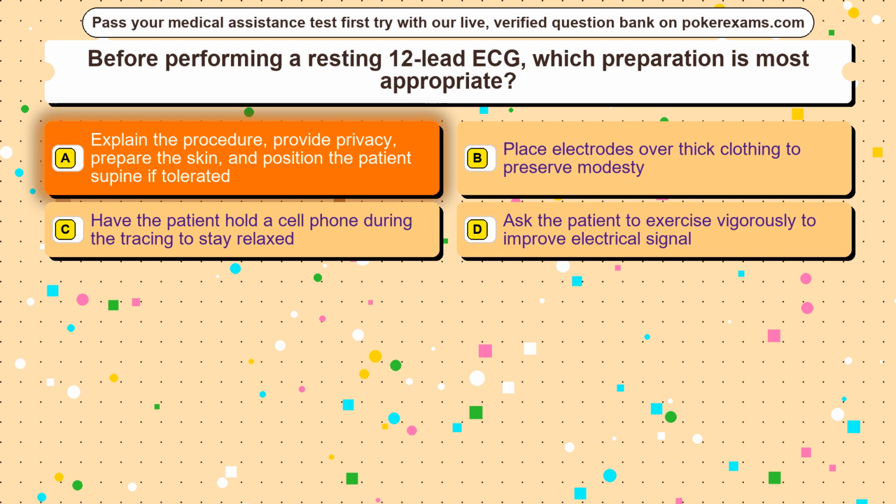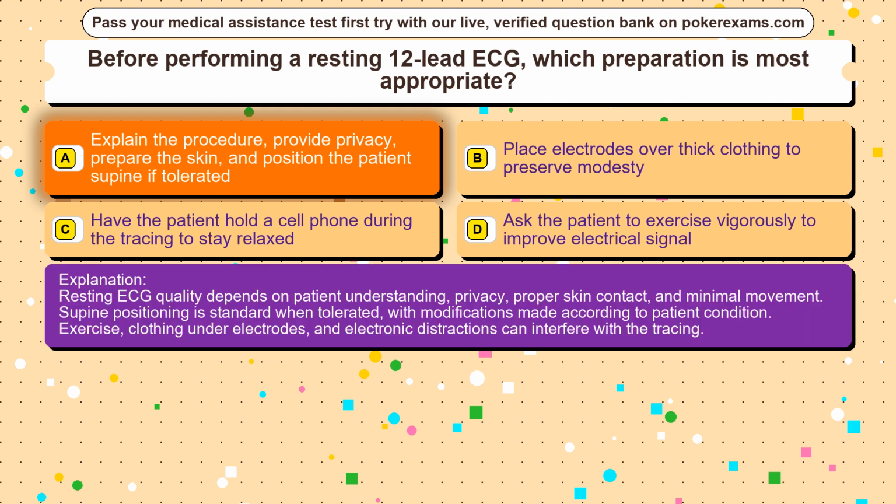The correct answer is option A. Explain the procedure, provide privacy, prepare the skin, and position the patient supine if tolerated. Resting ECG quality depends on patient understanding, privacy, proper skin contact, and minimal movement. Supine positioning is standard when tolerated, with modifications made according to patient condition. Exercise, clothing under electrodes, and electronic distractions can interfere with the tracing.